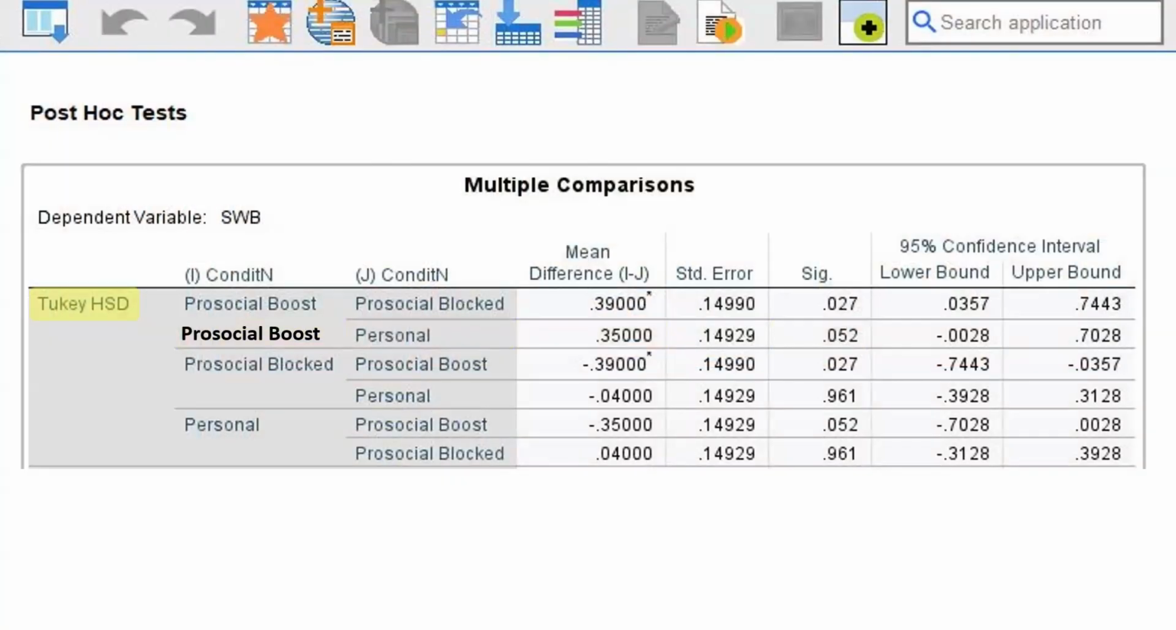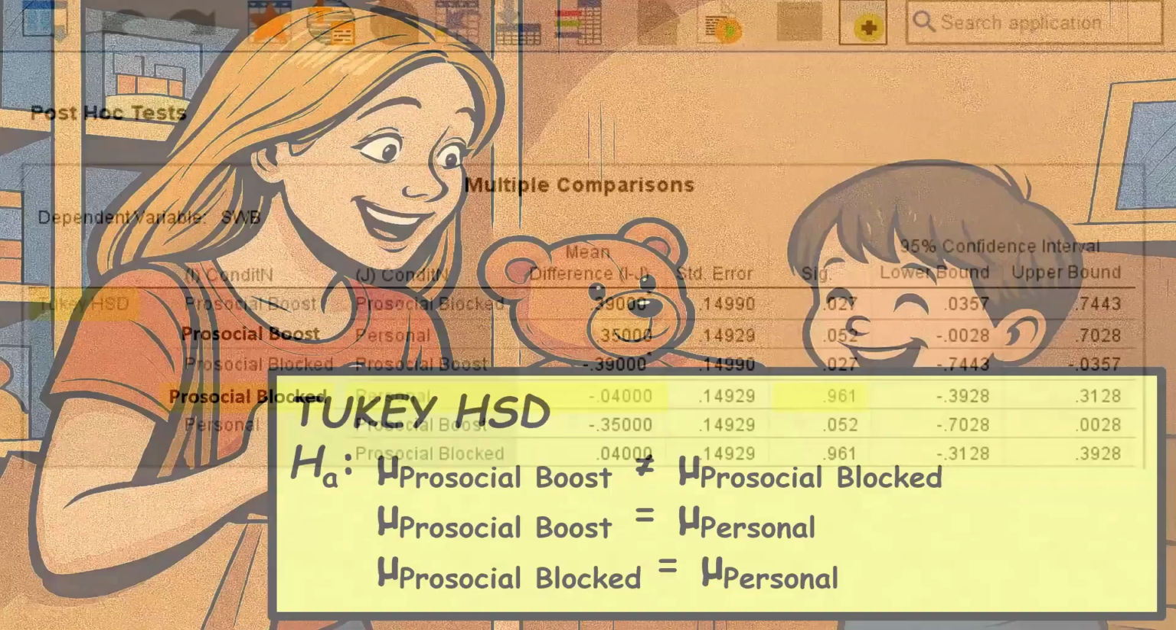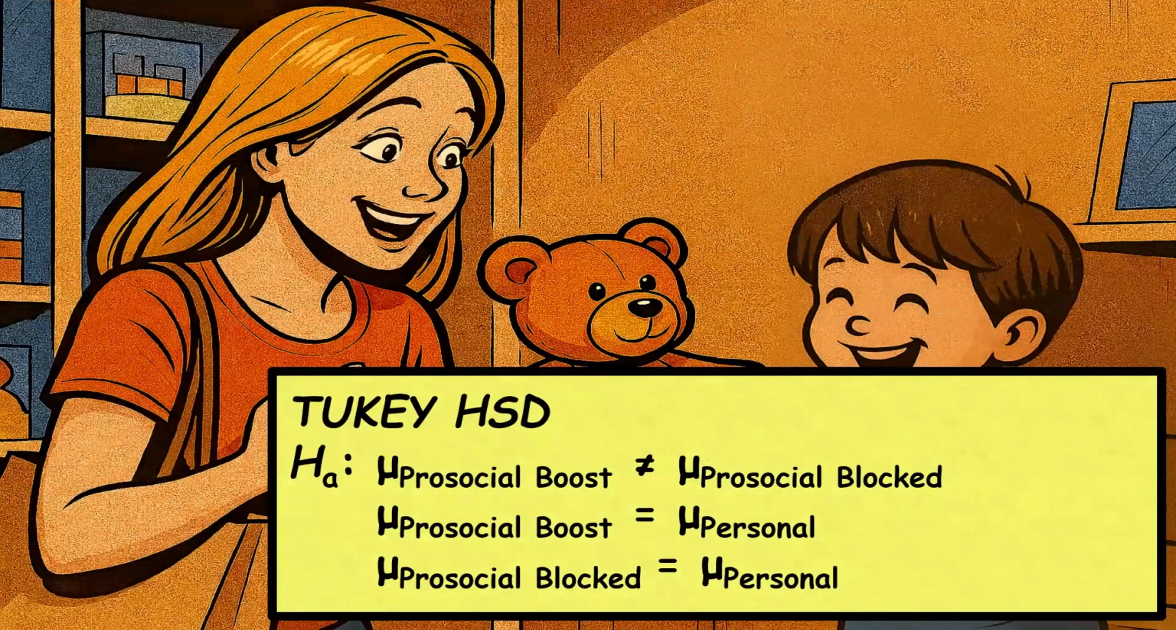And then finally, we go down to our fourth row here. We have prosocial blocked compared to personal, with the same mean difference as we saw in the Fisher LSD. Significance is about as close to 1 as you can get. So 96% of the time, we would get a result this extreme or more extreme. So we fail to reject the null hypothesis. We reject the research hypothesis, or the alternative hypothesis, and we conclude that the happiness of the prosocial blocked condition equals the happiness of the personal condition.